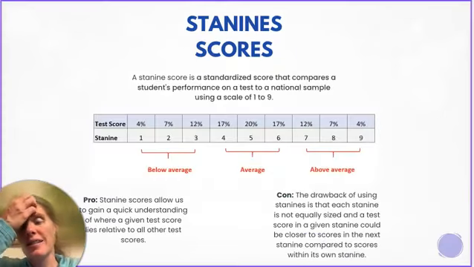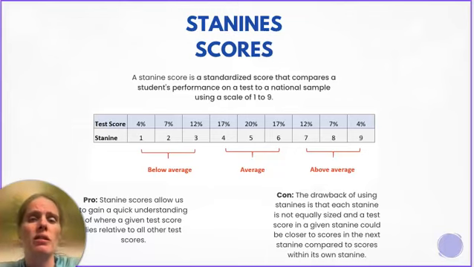And stanine score. A stanine score is a standard score that compares a student's performance on a test to a normal sample using a scale of 1 to 9. This is just a different way to score, a different way to see where a student falls within the norm reference.